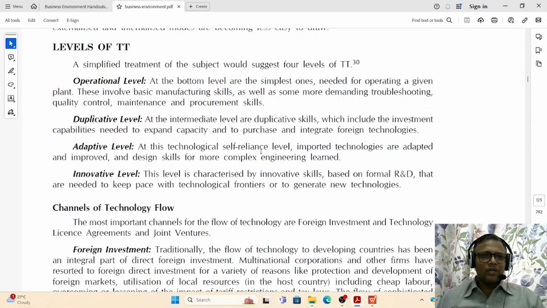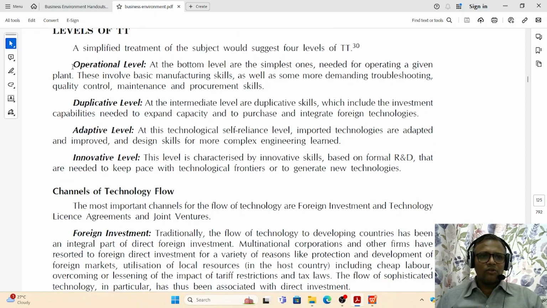Now we have to understand the levels of technology transfer. As a simplified treatment of the subject, we would suggest 4 levels of technology transfer. The first is the operational level. The operational level represents the bottom level, the simplest one, needed for operating a given plant: basic manufacturing skills as well as some demanding troubleshooting, quality control, maintenance, and procurement skills. Second is the duplicative level, basically the intermediate level. It is a level in which you have the duplicative skills, which include the investment capabilities needed to expand the capacity and to purchase the integrated foreign technology transfer.